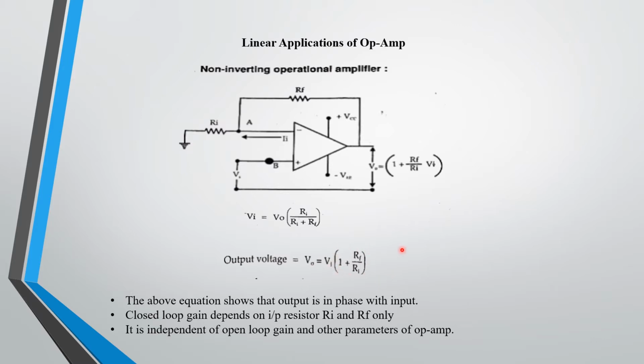So what is the gain of the circuit? Av equal to 1 plus Rf upon Ri. It shows that the output voltage is in phase with the input, and the closed loop gain depends on input resistor Ri as well as feedback resistor Rf. It is independent of open loop gain and other parameters of the operational amplifier.